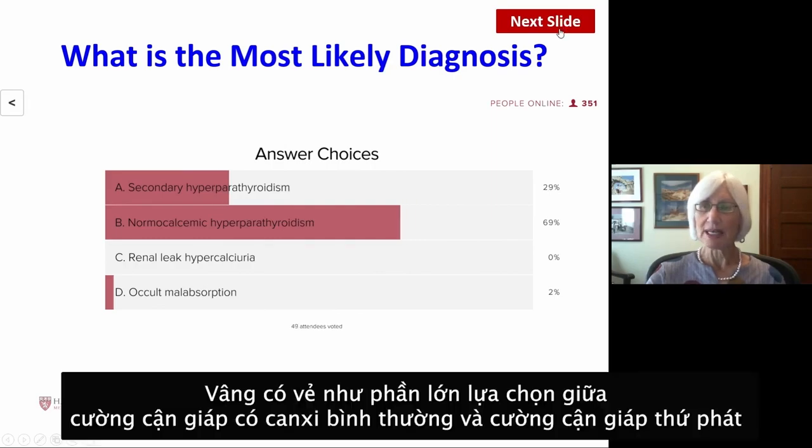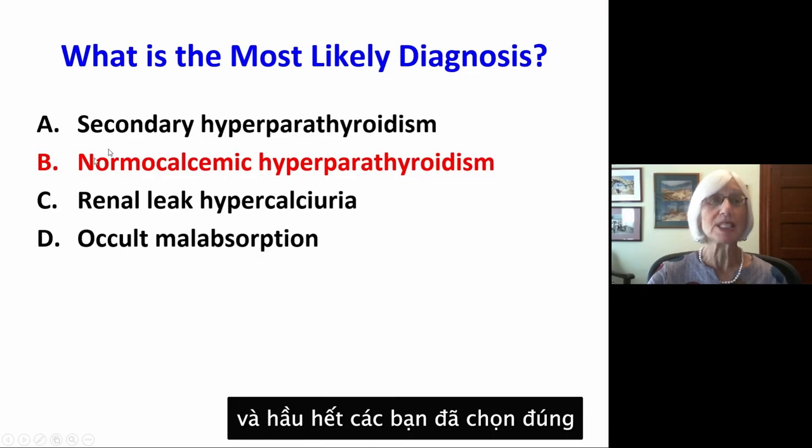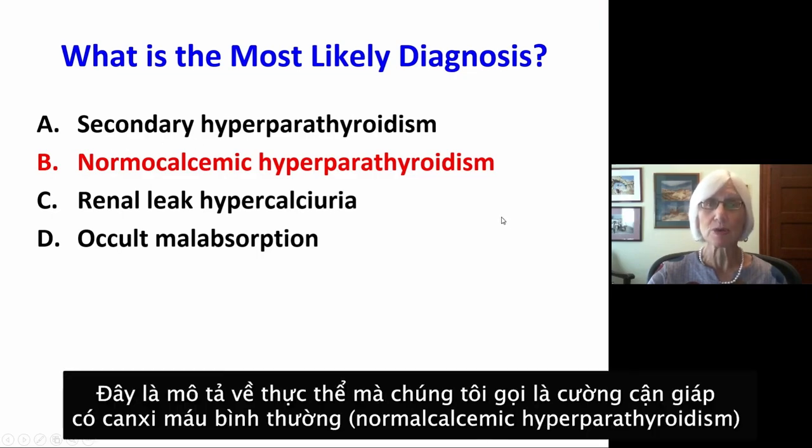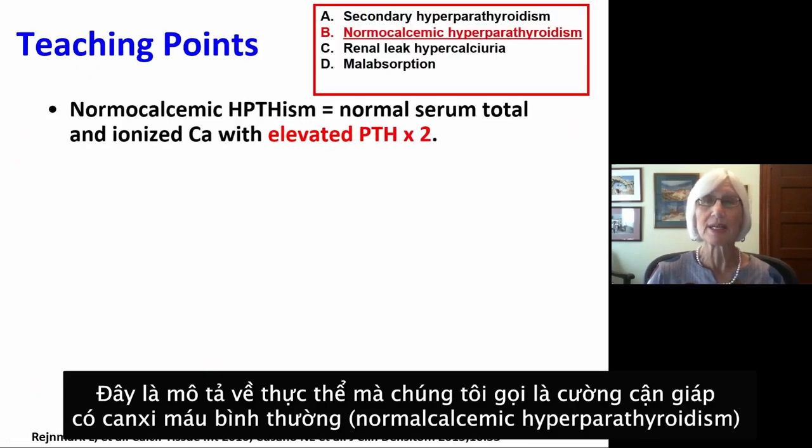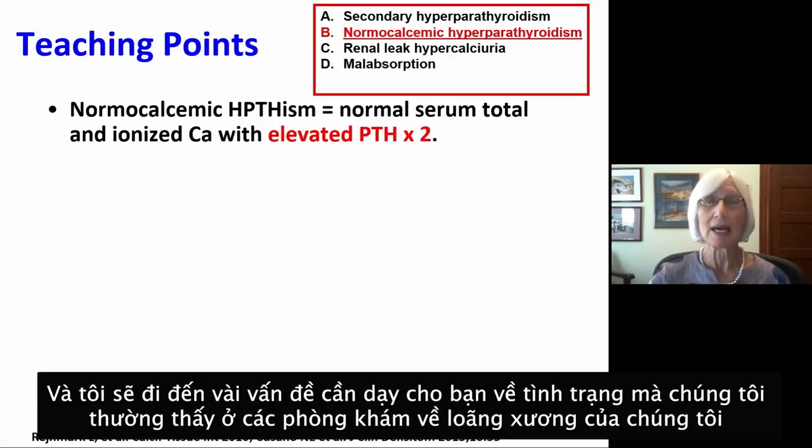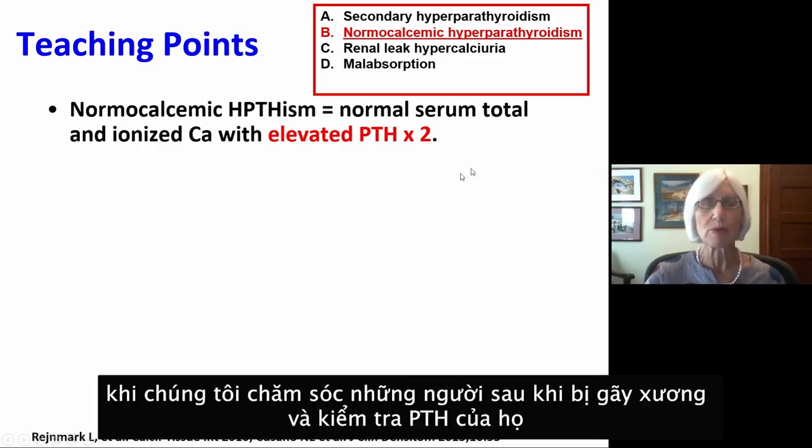Okay, so it looks like the big choice is between normocalcemic hyperparathyroidism and secondary hyperparathyroidism. And most of you did get this correct. This is a description of the entity we call normocalcemic hyperparathyroidism. And I'd like to go over some teaching points with you about this condition that we're often seen in our osteoporosis clinics when we work up people after a fracture and check their PTH.